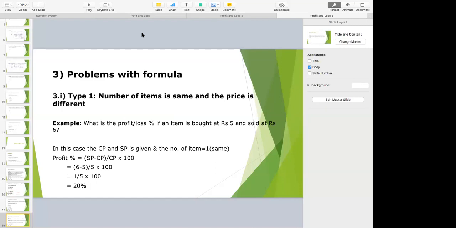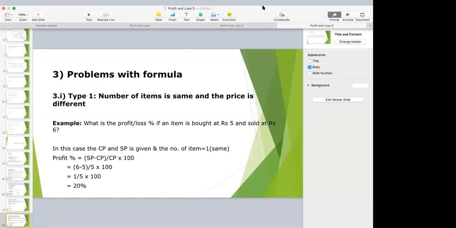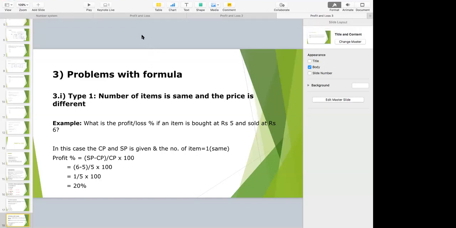It has got nothing to do with the percentage. Just imagine, even if the question says that 20 items were bought for rupees 5 and 20 items were sold for rupees 6. Will that make any kind of change in the percentage profit or loss? Guys, will that make any kind of change in the percentage profit or percentage loss? No, right? It will make no change. It is independent.